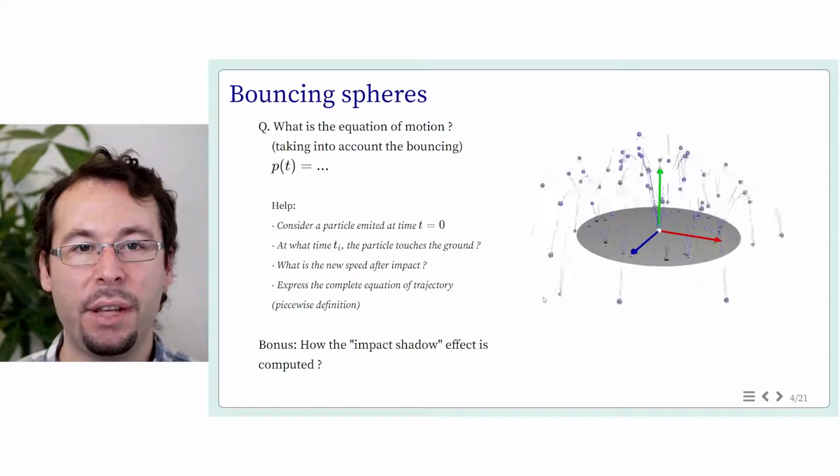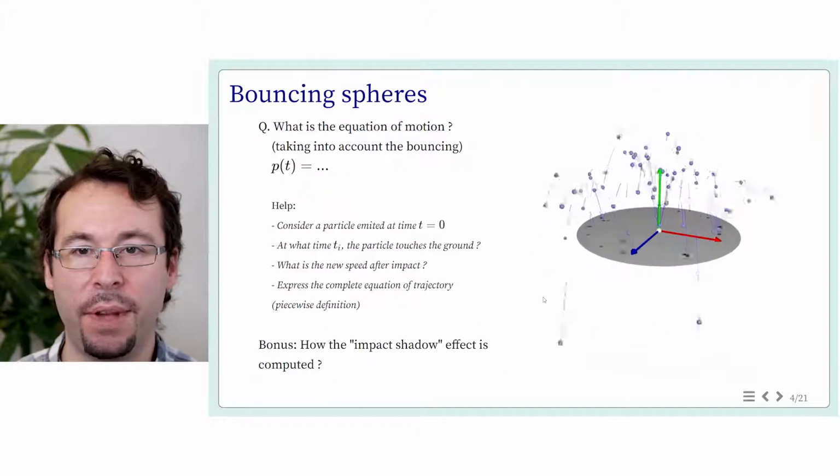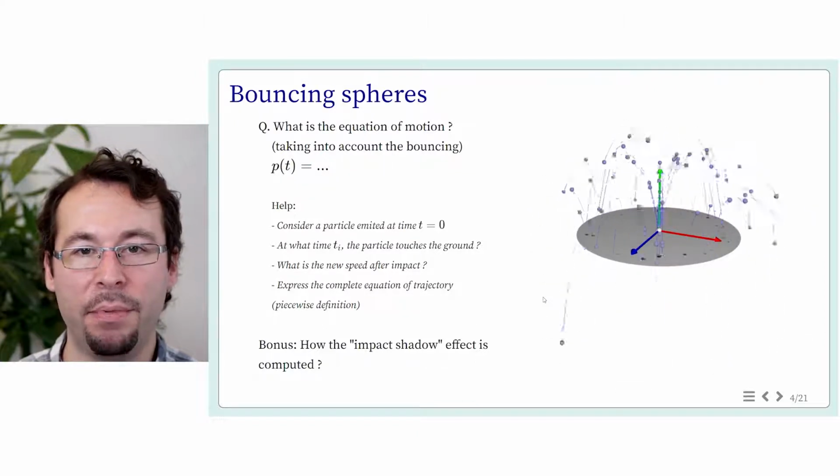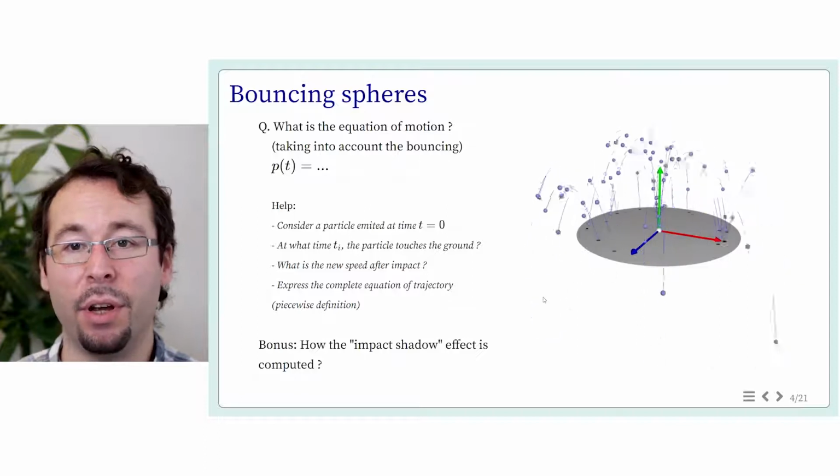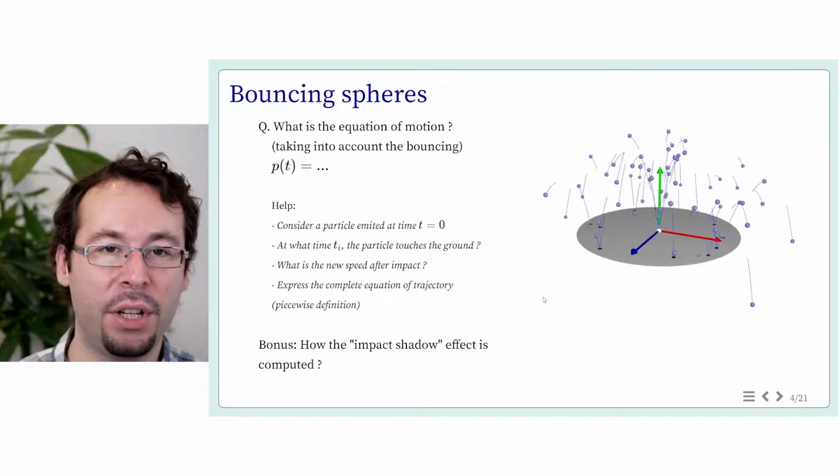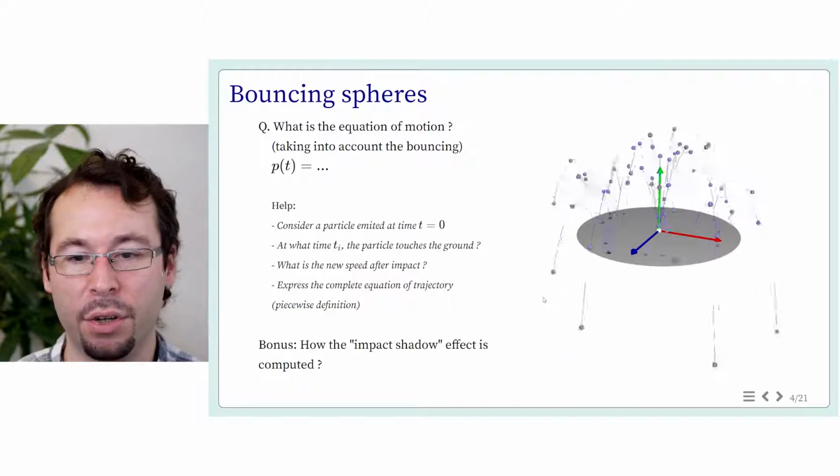As a side note, you can also notice the short shadow effect of the sphere around the time of impact. So as a bonus, you could wonder how you think these shadows could be handled in the code?